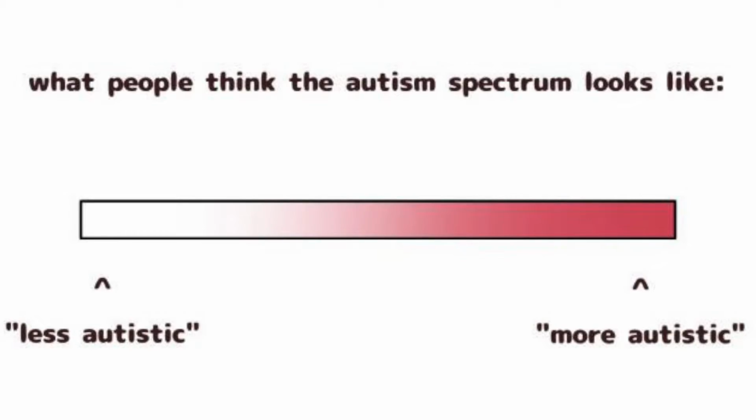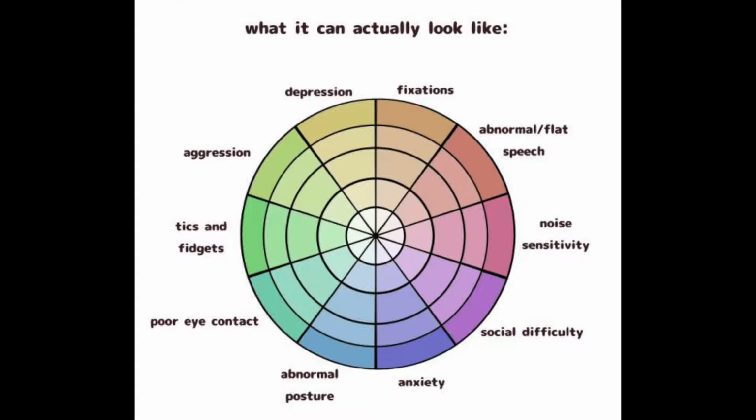I love this infographic set. I think it explains it perfectly, so I'm going to go over this. When a lot of people hear autism spectrum disorder, they think that the spectrum looks like this, where a person is either more autistic or less autistic. But that's not even remotely true. A spectrum looks something more like this rainbow wheel. So instead of a straight line that's more autistic or less autistic, there's a lot of categories that can have ranges in each one. The examples used here, and again there are a lot more issues that could be added to this, are fixation, noise sensitivity, social difficulty, anxiety, abnormal posture, poor eye contact, tics and fidgeting, aggression, and depression.